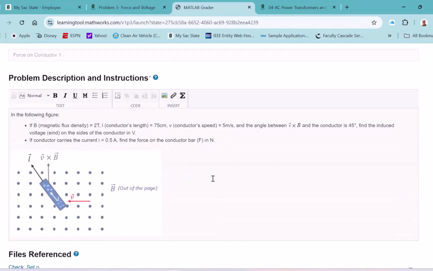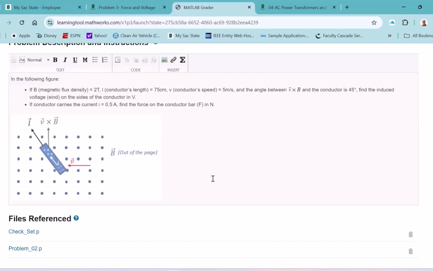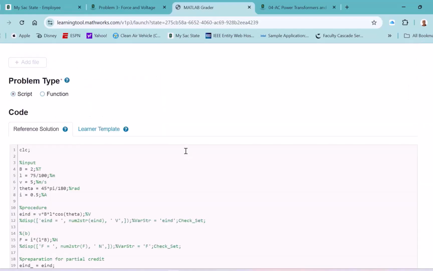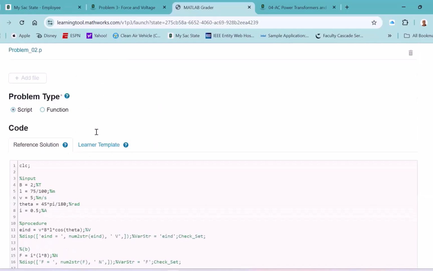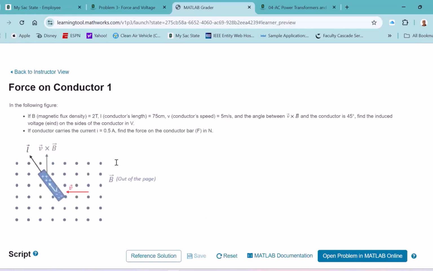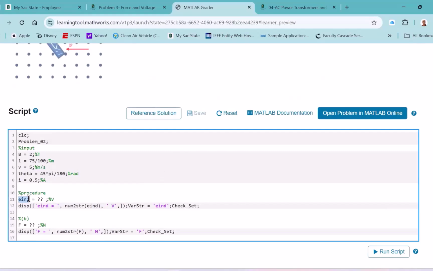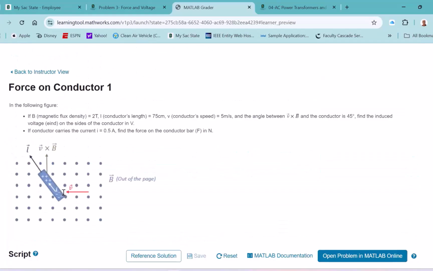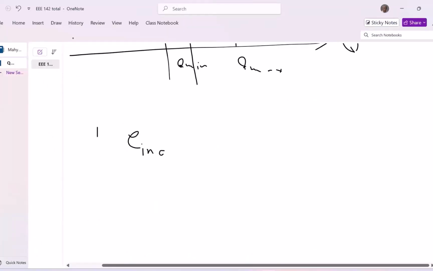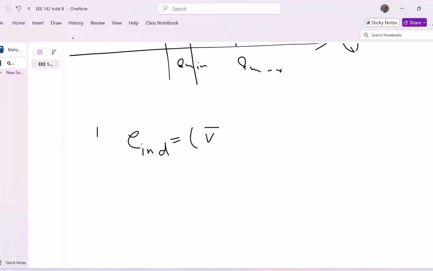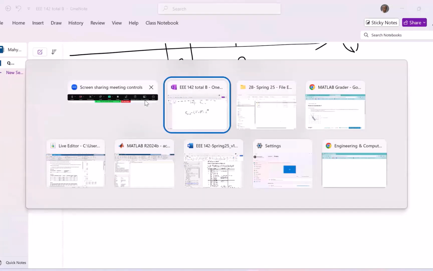All right, so for this problem, we're asking for E induced first. So let's go to, you want to find out how much voltage is induced. So E induced is V times B times L, okay? So what is in this figure?